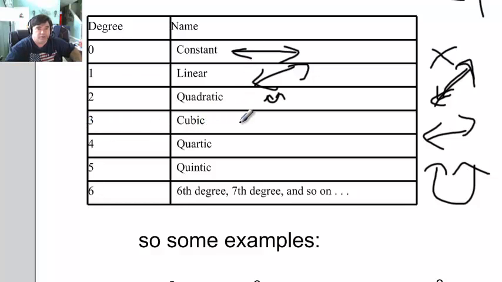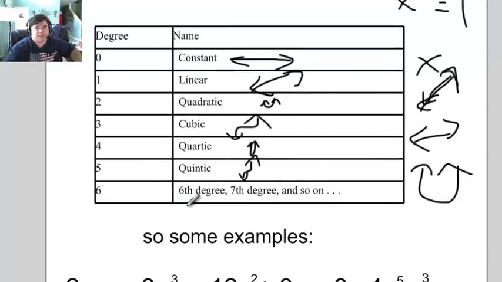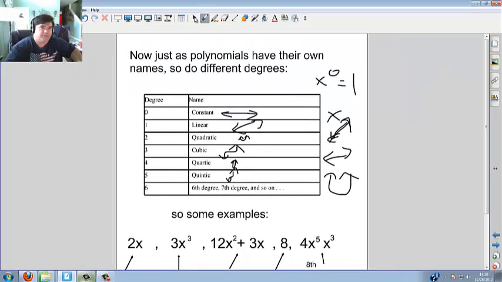Cubic, it's the third power, is going to look like this. Quartic is going to go back to the parabola but thinner. Quintic, like the cubic but thinner as well. 6th degree, 7th degree, 8th degree, and so on.